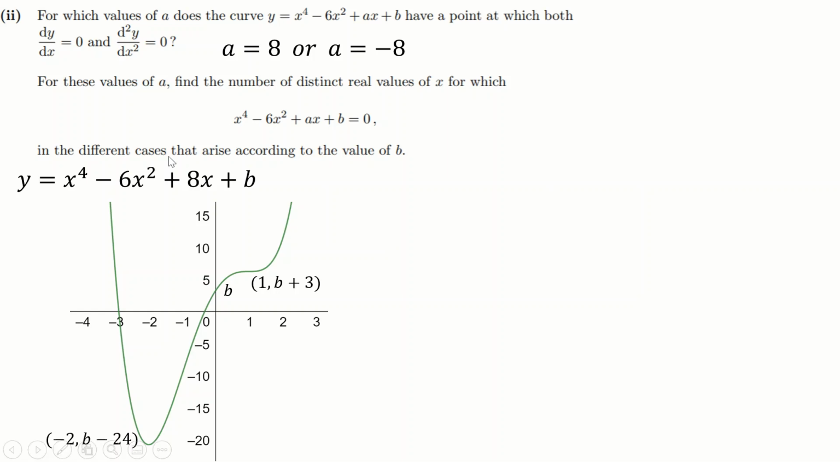Okay, so that's my beautiful sketch done by a computer of this graph here, where a is 8. And this intercept here is b. This point, this turning point or inflection, I should say, is 1, b plus 3. So right now you can see b is probably about 4 that I put in my computer, probably. And now I need to say, how many roots does this have for different values of b? So this is similar to what we did in the first part.